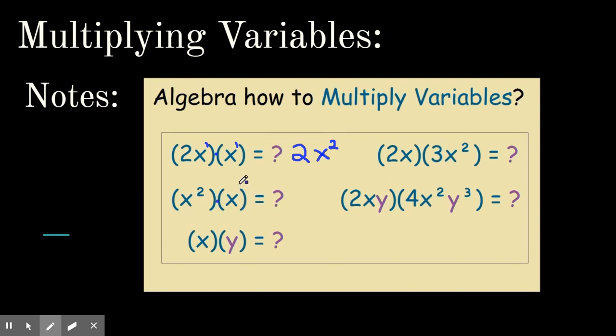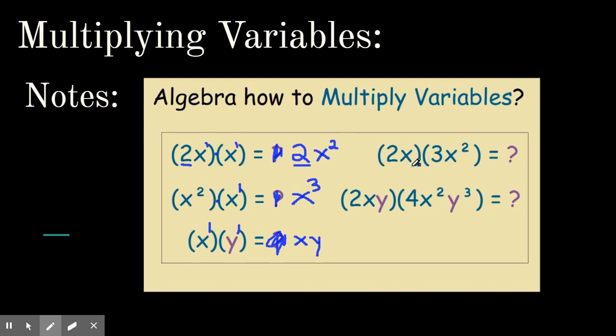Now, looking at the next one, we have x squared times x. Again, these are multiplied. This is to the first power. So just like we did here, we add the exponents. Now we have 2 plus 1 gives us x to the third. The first problem had a coefficient that stayed, but there's no coefficient here, so we don't need to worry about that. And next we have x times y. Sure, they both have an exponent of 1, but because they're different bases, it just becomes xy. You can't put those two together.